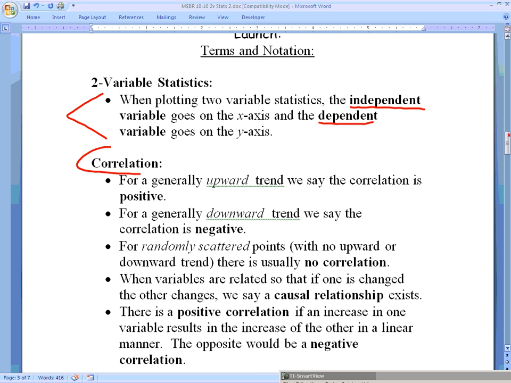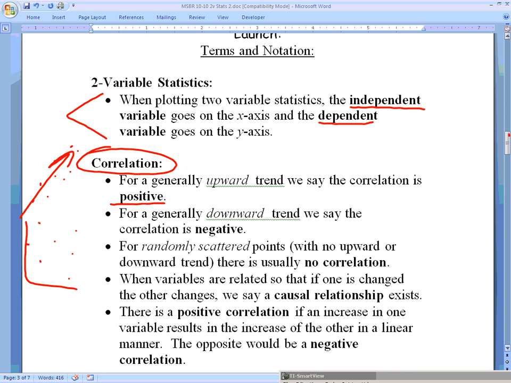Correlation. Correlation is a way to describe the relationship between the x and the y. If you have a bunch of ordered pairs on a scatter plot, and we see that that scatter plot is going upwards over time, meaning that the points are moving in a generally upward trend, we say it's a positive correlation. If they were going downward, we'd say it's a negative correlation. If they're just totally random all over the place on an x and y axis, we would say there's no correlation.